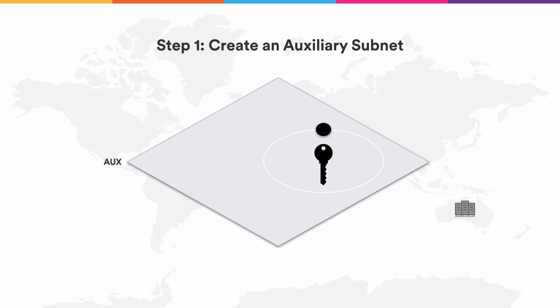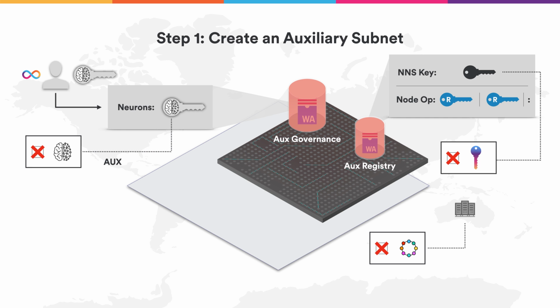This subnet, like any other real subnet, also has a threshold key. However, since there is only one node in the subnet, the threshold is equal to 1, so the node is in complete control of the key. We also install some canisters on this auxiliary subnet. We install an auxiliary registry and a governance canister.